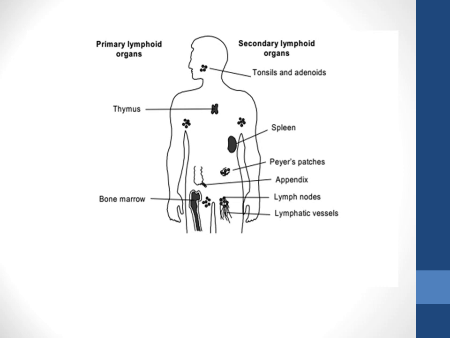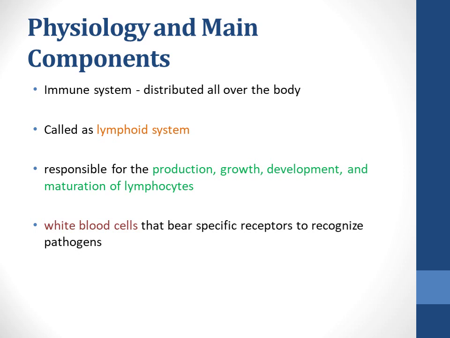These nodes help to support the primary lymphoid organs. The immune system is distributed all over the body, and we call it the lymphoid system. This lymphoid system is responsible for the protection, growth, development, and maturation of your lymphoid cells. Maturation means it is the place where they start fighting against those pathogens. All these molecules or cells that are formed will be in the white blood cells, and white blood cells bear specific receptors to recognize those pathogens.